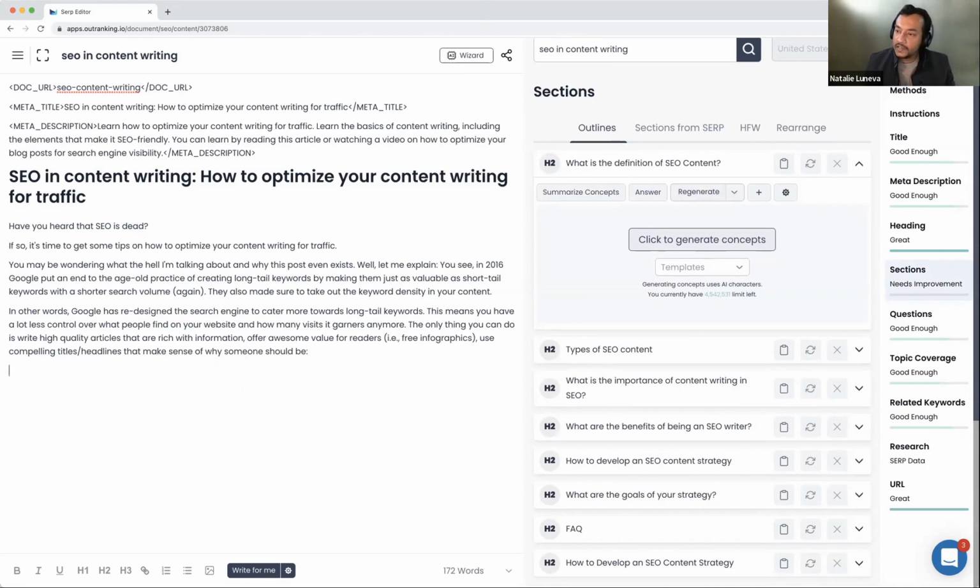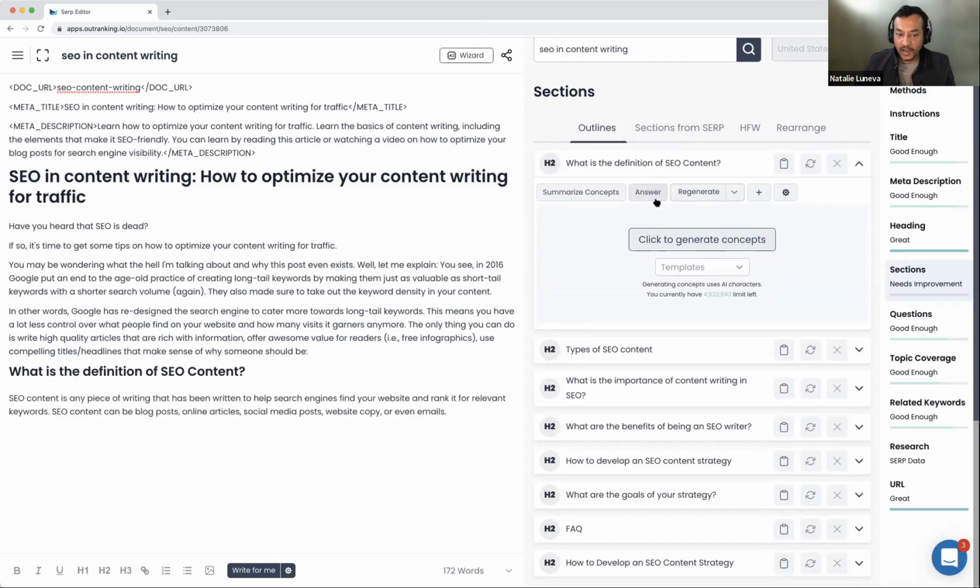I don't really need to rely on existing research in order to fill in the gaps to answer this particular question. In that case, I would just use GPT-3 to answer this question and get me a feature snippet built out, right? Like, SEO content is any piece of writing that has been written to help search engines find your website and rank it for relevant keywords.